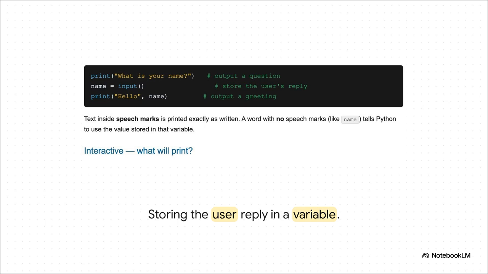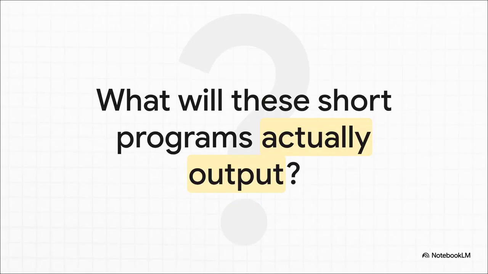Text inside speech marks, like the word hello, is printed exactly as it's written. But the word name does not have speech marks around it. That tells Python, hey, don't print the word name. Go find the box labeled name, open it up, and print whatever is hiding inside. Okay, time for a quick pause and think moment.